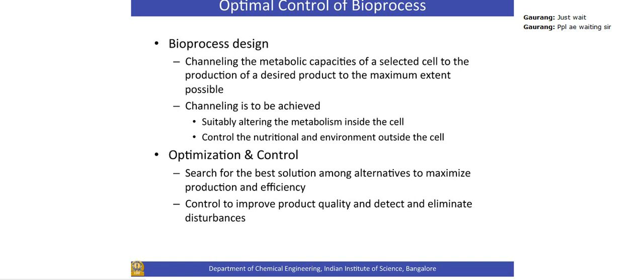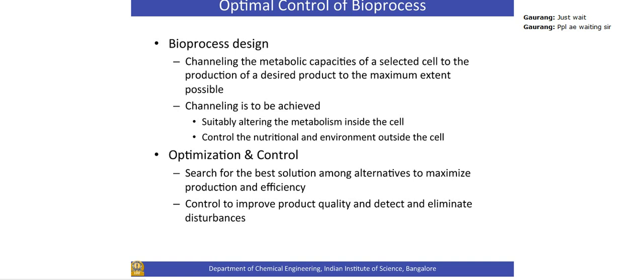Now, control, on the other hand, is required to improve and maintain the product quality, and detect and eliminate disturbances. Now, if you look at the second bullet point on the slide, optimization and control is something which is not alien to chemical engineering. We have been doing this for at least more than 5-6 decades through a formalized strategy for chemical processes.